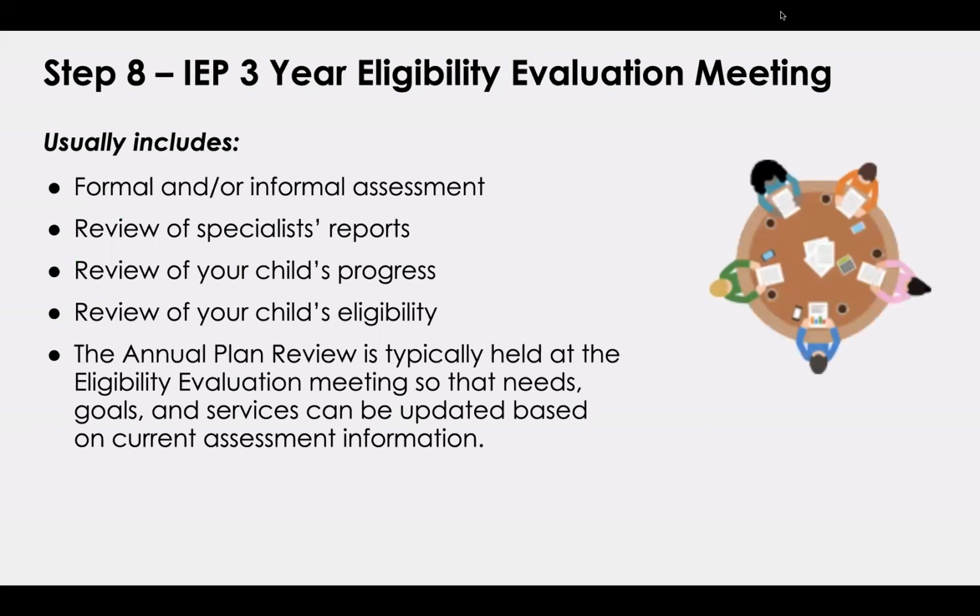Step 8, the IEP 3-year eligibility evaluation meeting, or the triennial, usually includes formal and informal assessment, review of specialist reports, review of your child's progress, and review of your child's eligibility. The annual plan review is typically held at the eligibility evaluation meeting so that needs, goals, and services can be updated based on current assessment information.